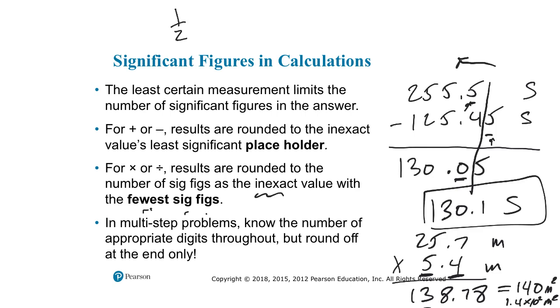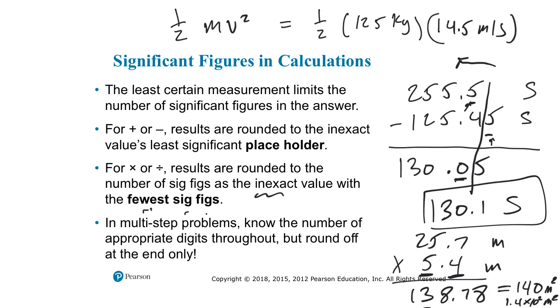Imagine we're doing 1/2 mv squared, and we have just some generic mass. Let's say you have a mass of 125 grams, and then let's call that kilograms, just so we stay in the SI unit. So let's say a 125 kilogram object is going 14.5 meters per second. So we have to square this.